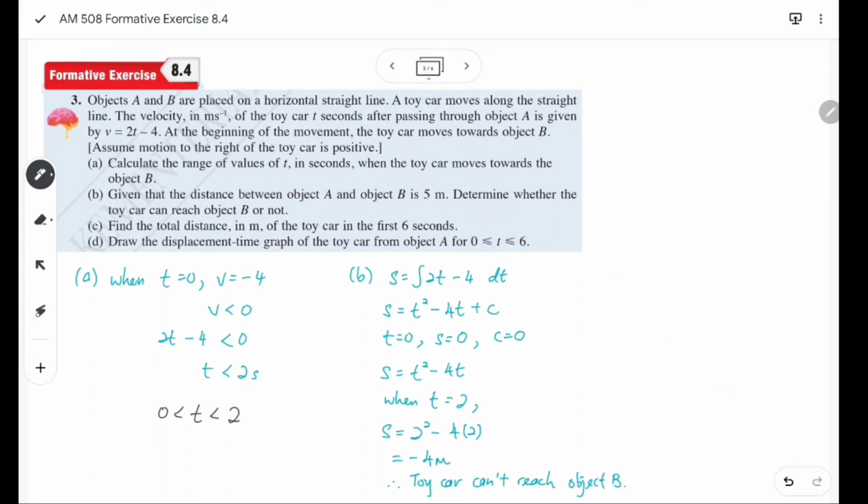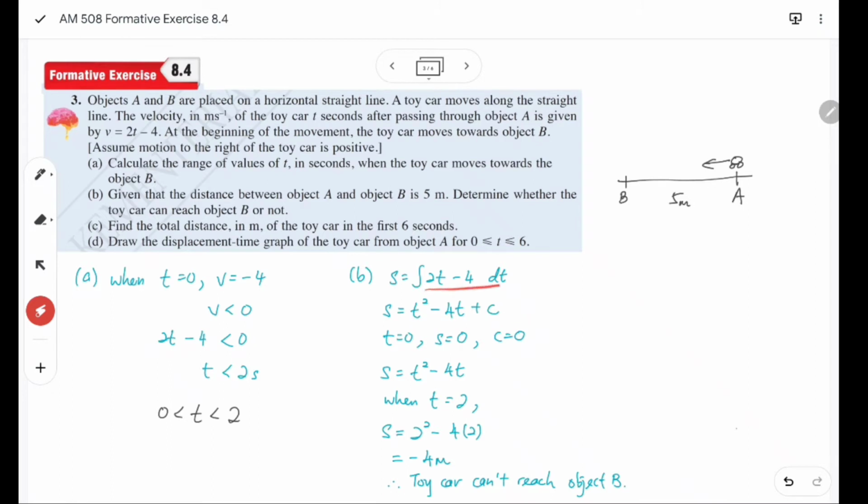B, given that the distance between object A and B is 5 meters, determine whether the toy car can reach object B or not. So we know that A is from this point, and then B. The toy car is here, moving toward B, and the distance between A and B is 5 meters. So we try to look for the function of displacement.